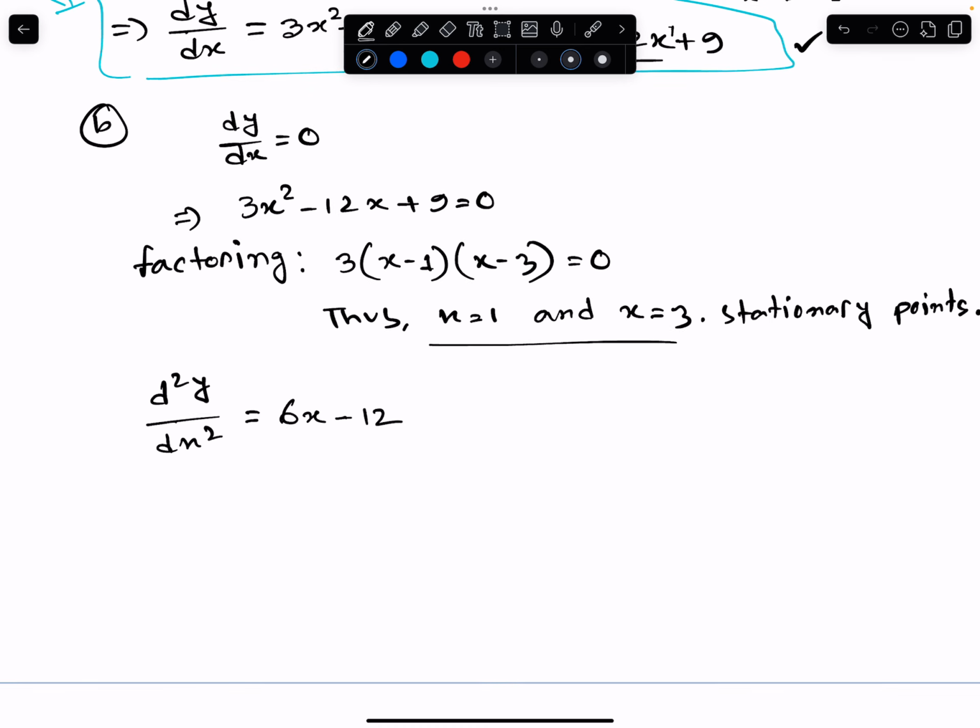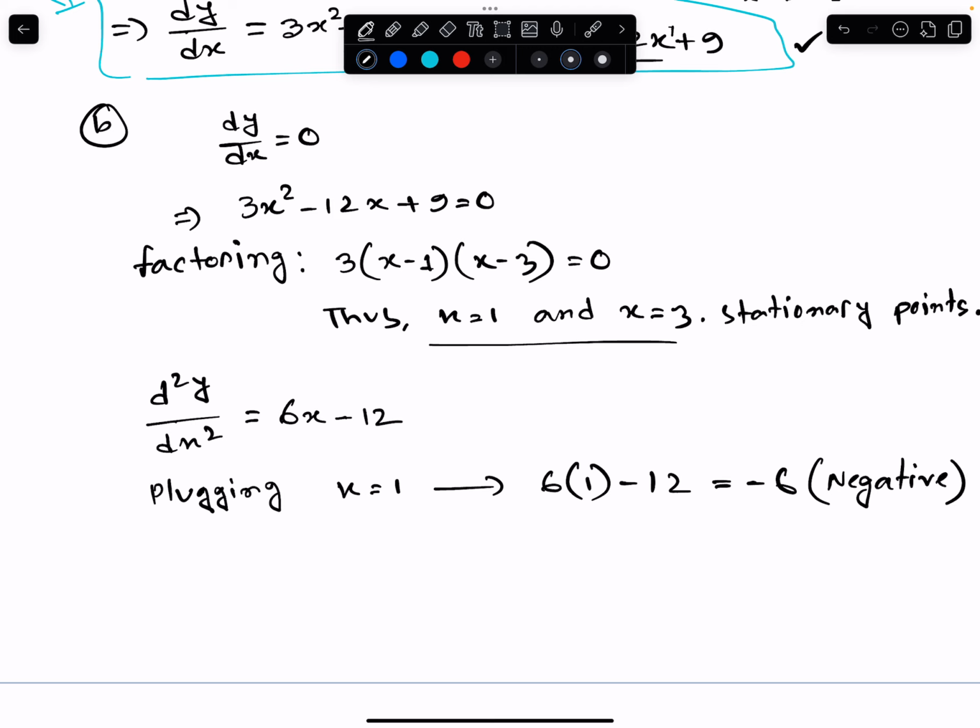So if we plug x equal to 1 into our second derivative, it will give 6 times 1 minus 12 equal to minus 6, which is negative. And we know for a negative value, we get a local maximum.